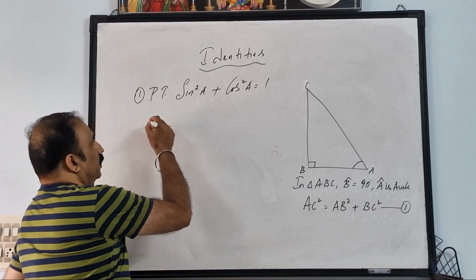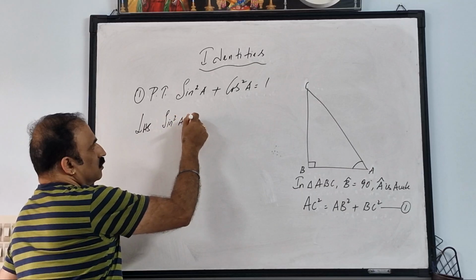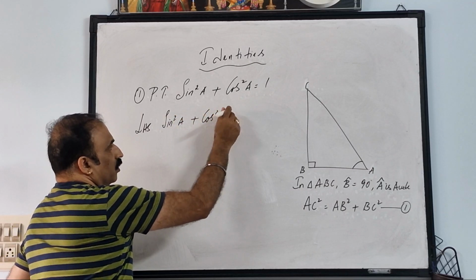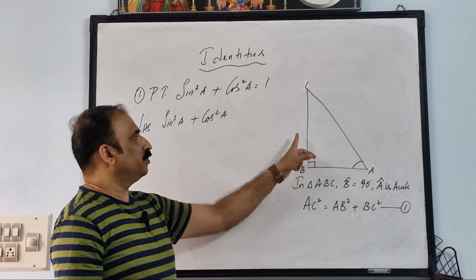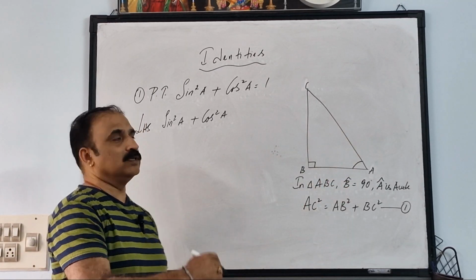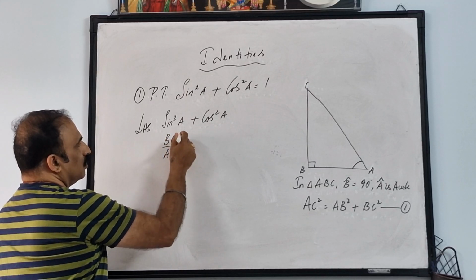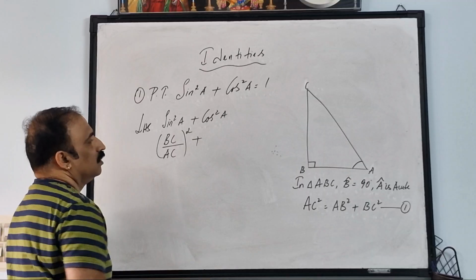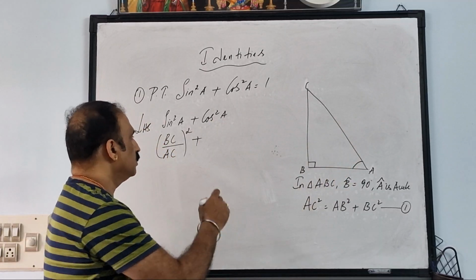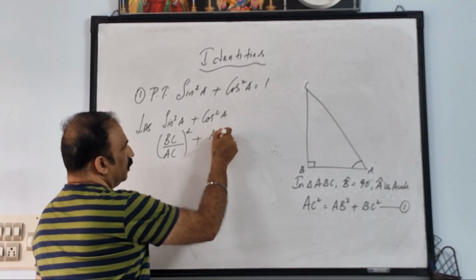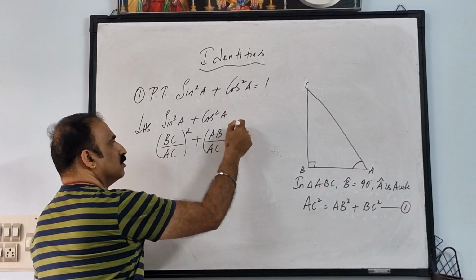Now if you take up LHS, it is sin square A plus cos square A. Now if we go into trigonometric functions, sin is going to be opposite side divided by hypotenuse. That means here it is BC divided by AC and whole square it is. Cos A, cos is going to be adjacent by hypotenuse, that is adjacent is AB and hypotenuse is going to be AC and it has got a square, so whole square it is.